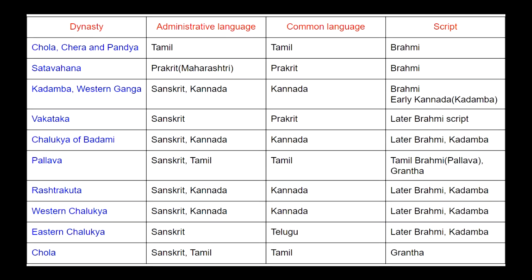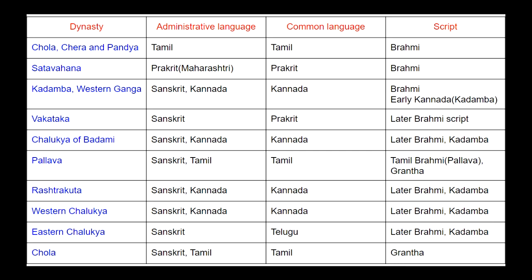Next, we will see the language of South India dynasties, Chola, Chera, and Pandya, Sangam age. At that time, Tamil was administrative language, common language was Tamil, but script was Brahmi. At Satavahana time period, the administrative language was Maharashtri Prakrit, common language was Maharashtri Prakrit, but script was Brahmi. So Satavahana was not good at Sanskrit, so they made the administrative language Prakrit.